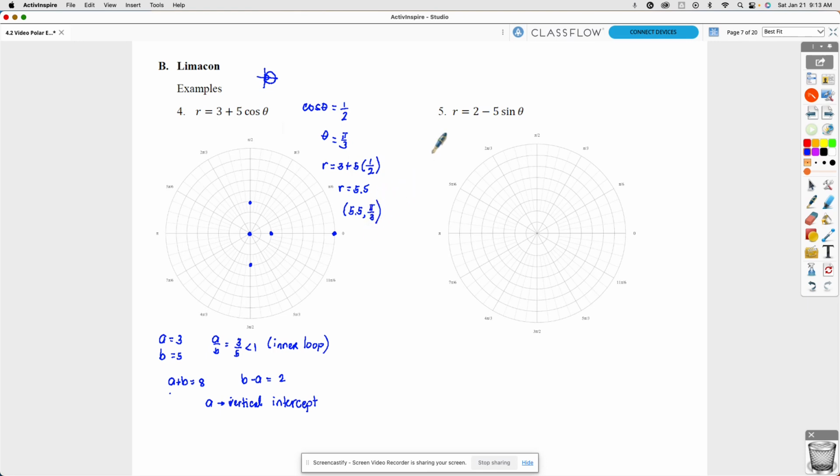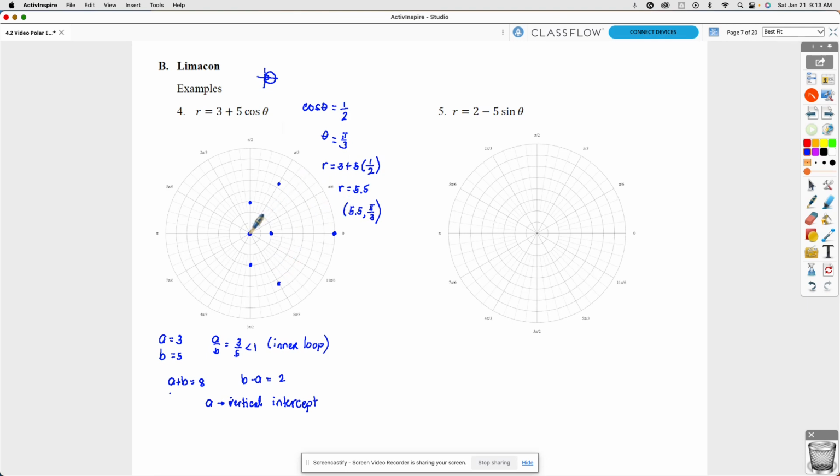Okay, again, you can use degrees. It doesn't matter. So let's plot that point. So when theta is pi over 3, your r is 5.5. 1, 2, 3, 4, 5.5 would be somewhere here. And then again, it is symmetric over here. So we have this 5.5. So we have these points.